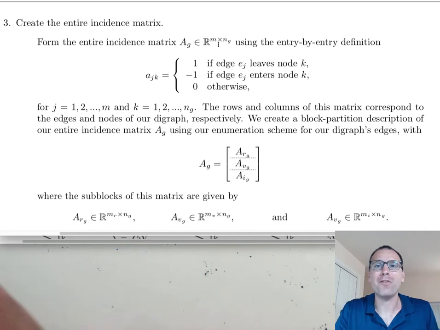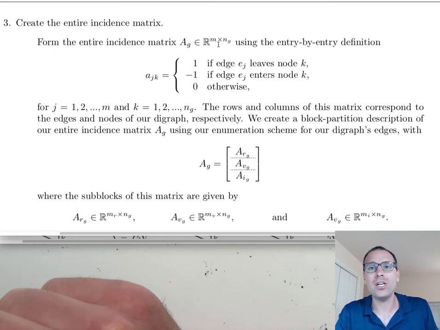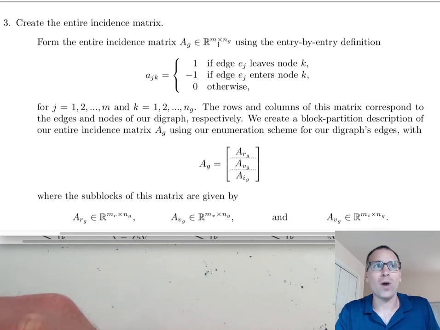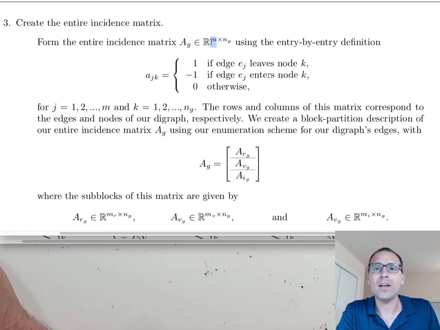The first thing that we're going to do is to define an M times N sub G matrix A sub G, which is going to be called the incidence matrix to our directed graph. We're going to use an entry by entry definition for that matrix, which is given here. We'll analyze that in just a second. Notice that in this case, for this example, M, the number of edges, is equal to 12. Another way to say that is the number of circuit elements that we have in our original circuit is 12 because we have 8 resistors, 2 voltage sources, and 2 current sources. N sub G is the number of nodes. That's going to be 7 because we counted the nodes physically.